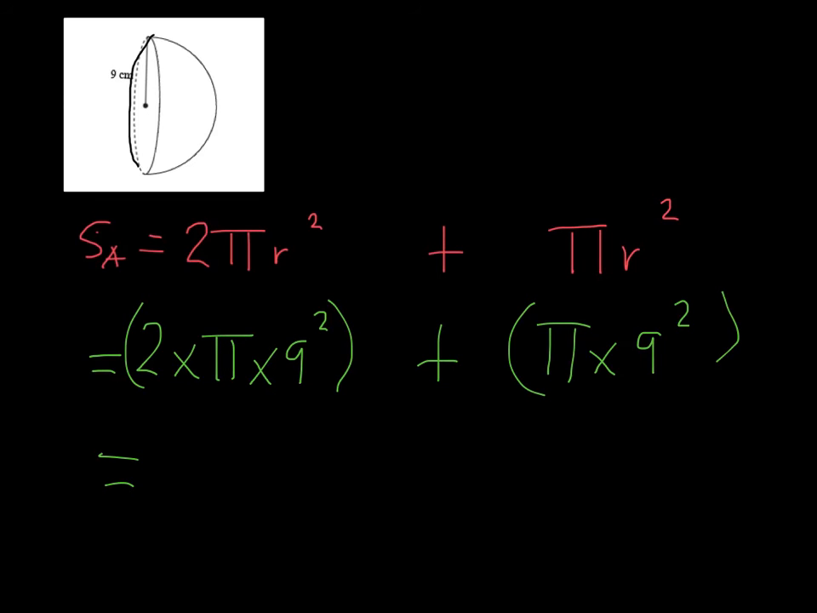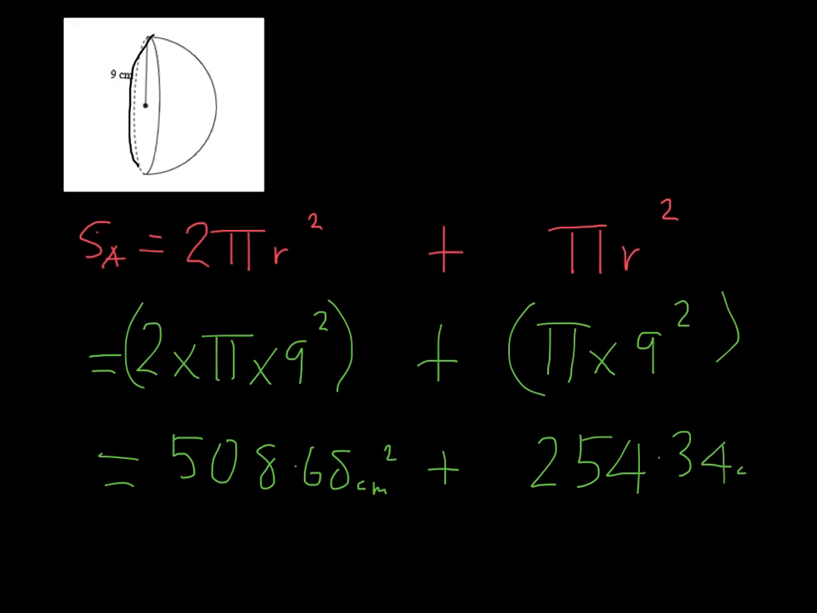Plug into our calculator 2 times pi, which is 3.14, times 9 times 9 is equal to 508.68. That is centimeters squared. Surface area, square unit. If we're just finding the curved surface, that would be the answer. But I'm looking for both, so 3.14 times 9 times 9 is equal to 254.34. Great if you notice that that is half of the previous number.